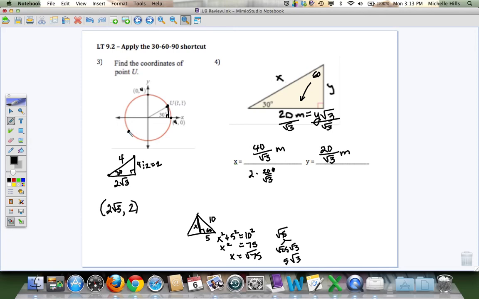If I had a point over here instead at 210 degrees, making a 30-degree angle with the x-axis, the only thing that would change is my x would be negative 2 square roots of 3, and my y would be negative 2 because both x and y are negative down here in the third quadrant.